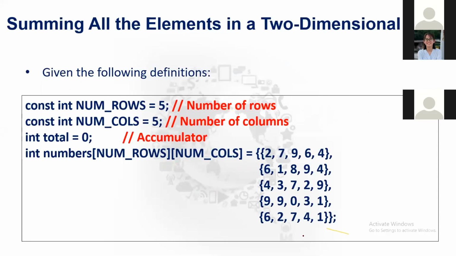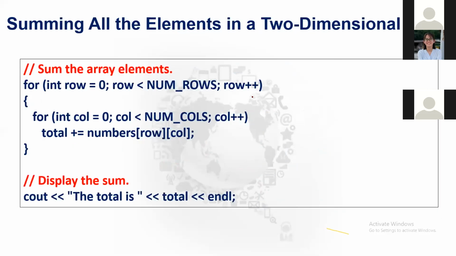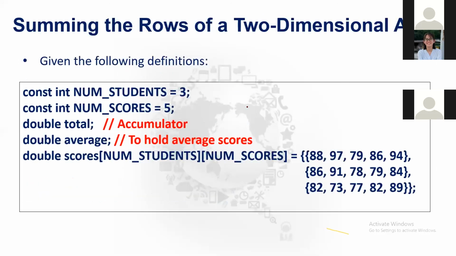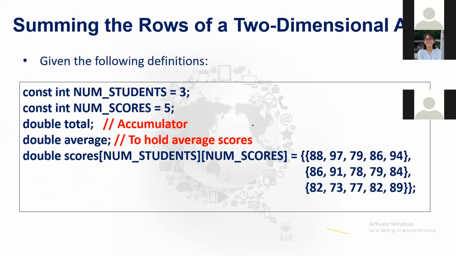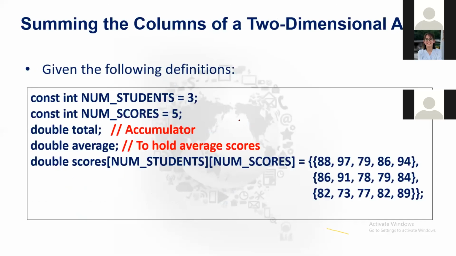Okay, this is one with more values, which is 5 rows and 5 columns. So I'm not going into it, but I would say that if you are trying to sum the array elements, you are going to use double for loops. All right, so this is another example over here.